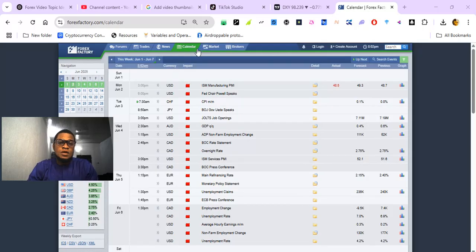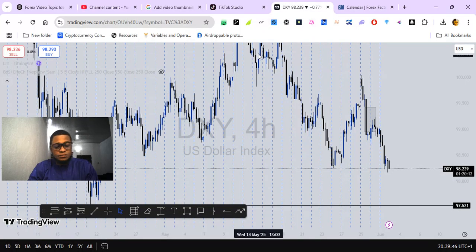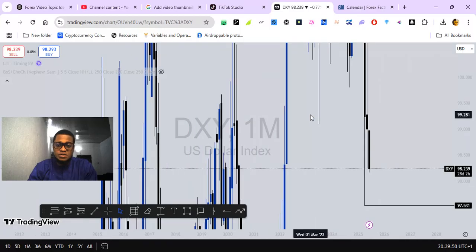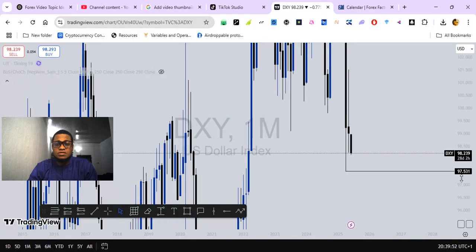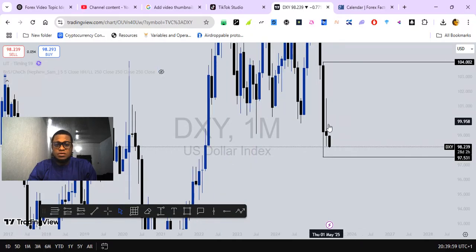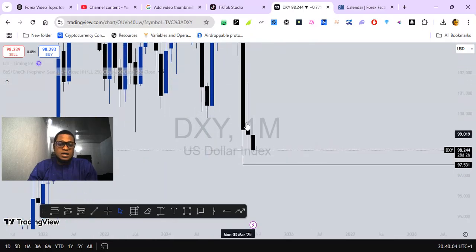So rushing back, the second thing we do is DXY. On DXY, you go down to the monthly. You want to see how the monthly candle closed. Did it close bullish? Did it close bearish? So last month closed bearish. So I will still be looking for bearish price action, and the draw on liquidity is this low.